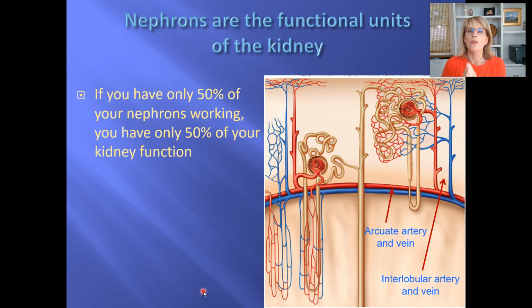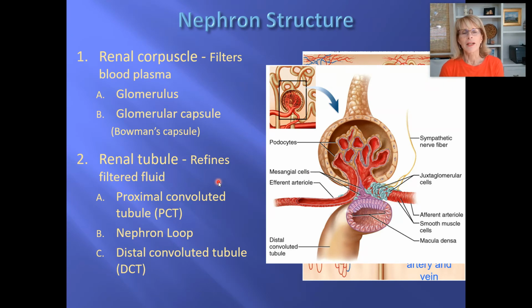The nephrons are the functional units of the kidney. If you have only 50% of your nephrons currently working, you only have 50% of your kidney function. We measure kidney function not by how big your kidneys are or how much they weigh, not by how much blood flows through them. No, we measure how much kidney function you have by how many of your nephrons are working. So, the nephron structure.